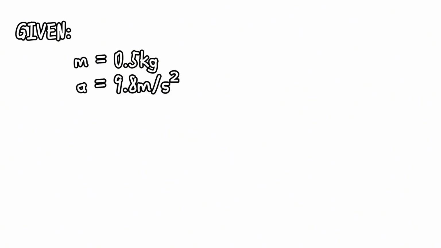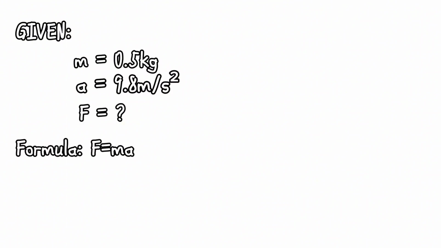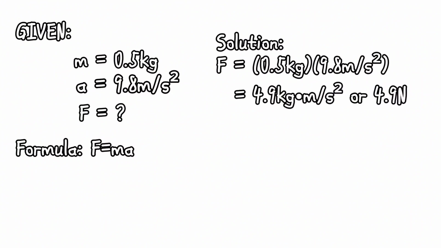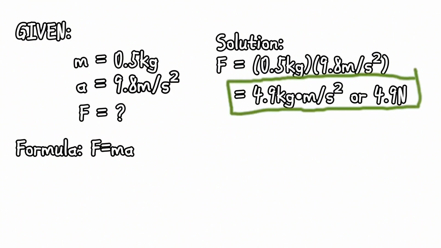Given, mass is equal to 0.5 kilogram. Acceleration is equal to 9.8 meter per second squared, and we are finding the force applied. Formula: force is equal to mass times acceleration. Solution: force is equal to 0.5 kilogram mass multiplied by 9.8 meter per second squared acceleration. 0.5 times 9.8 is equivalent to 4.9 newtons. Basically, we have the answer, 4.9 newtons, as the force.